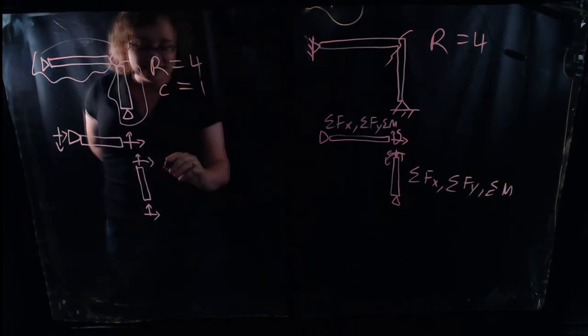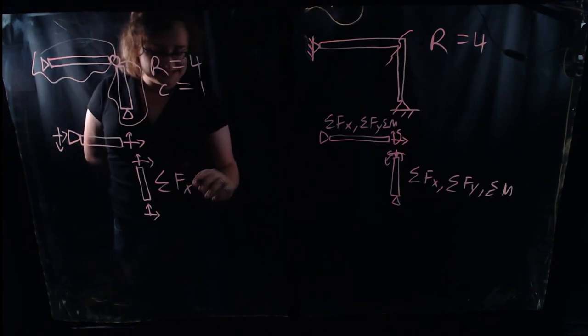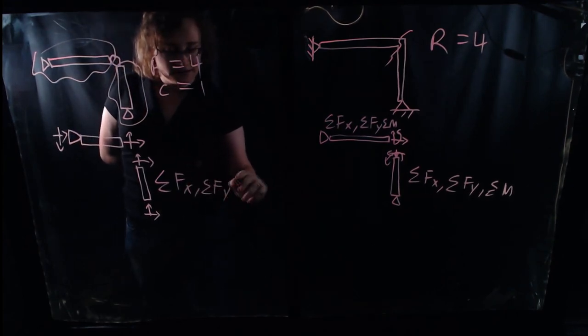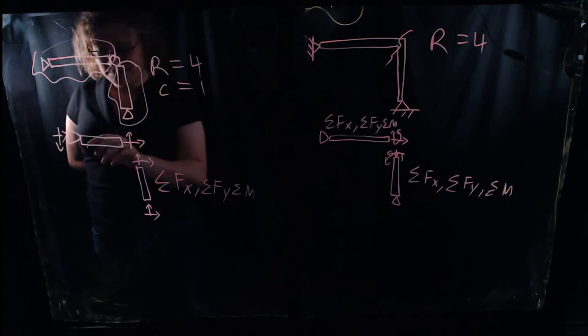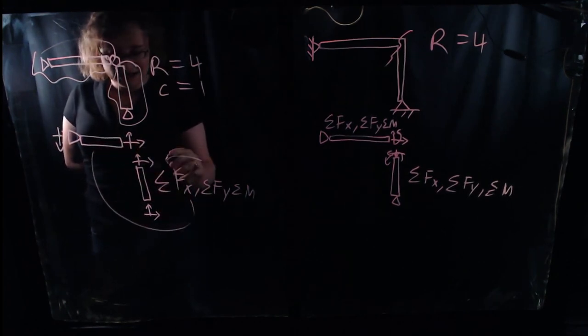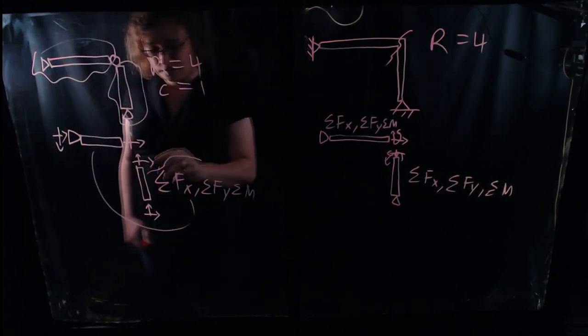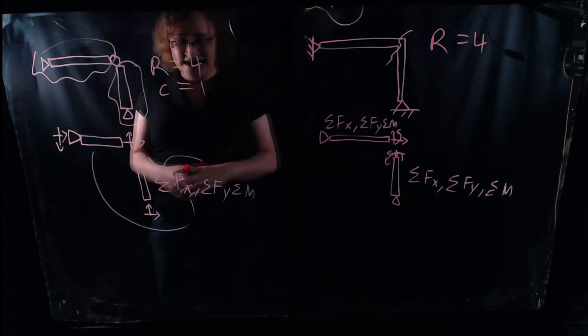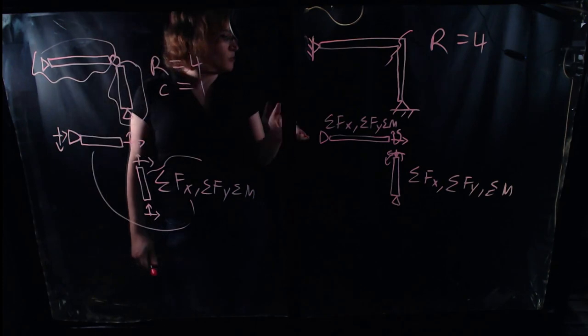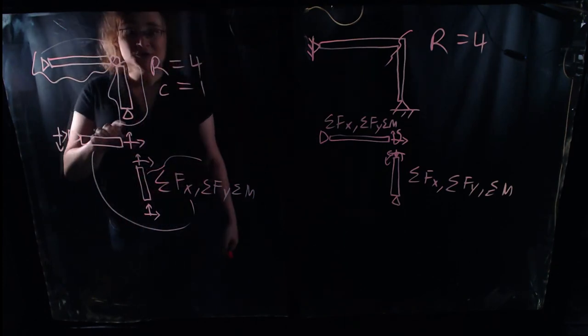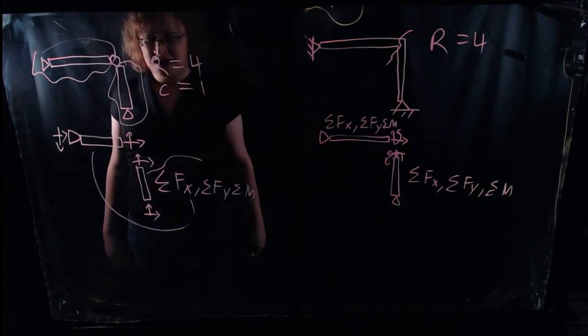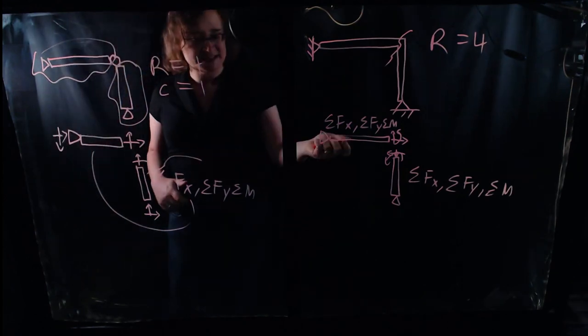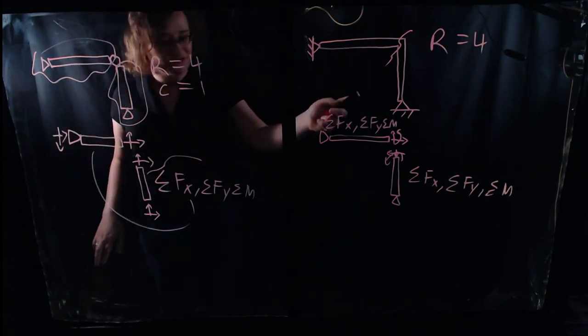From each of these, I would still have my sum of forces X, sum of forces Y, sum of moments, and the same here. I'm going to just draw a line here and here. I still have those for both cases. I break this into two bodies, and I can still do a balance of forces and moments on each of them. However, unlike the case of the fixed connection, I haven't produced 3 more unknowns.